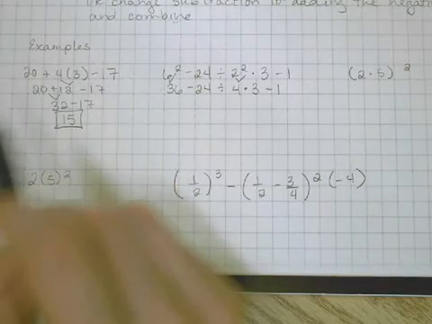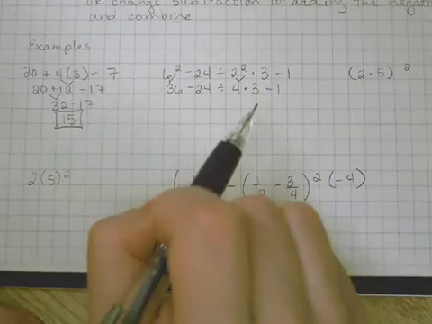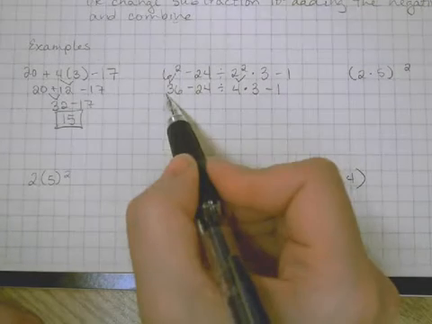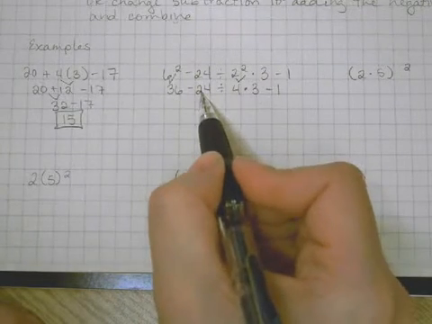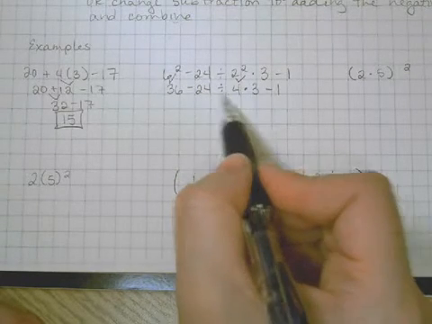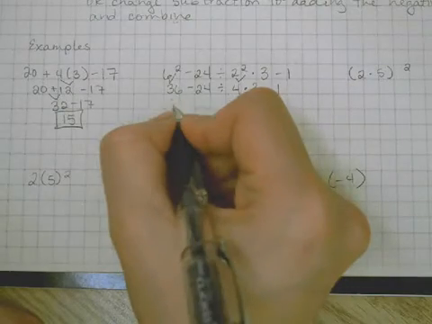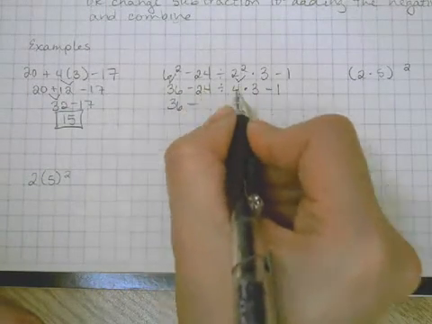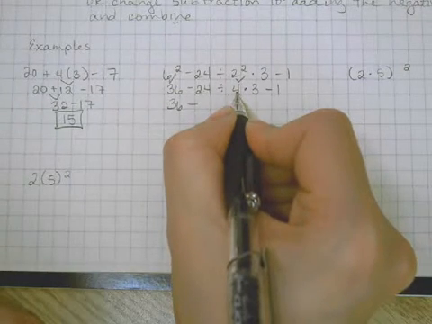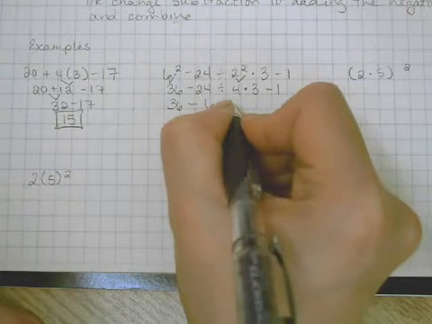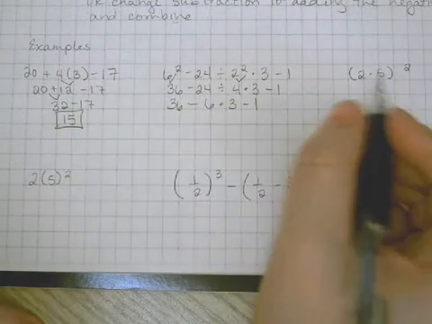After exponents, I multiply and divide from left to right. So I'm going to go from this side over to this side. Here I'm subtracting 36 minus 24, so I'm not going to do that yet. And then I'm dividing 24 by 4. So I'm going to drop down my 36 minus 24 divided by 4 is 6. Drop down my times 3 minus 1.